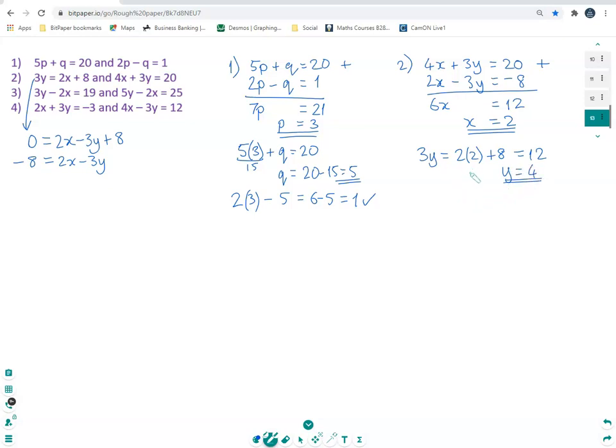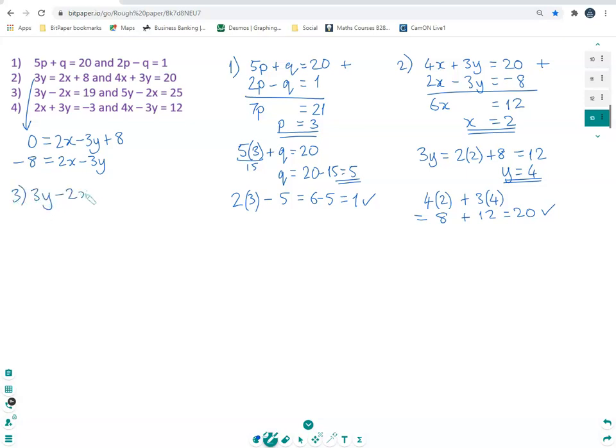Again, sub them back into the other equation to check. So that's 4x plus 3y, which is 4 lots of 2 plus 3 lots of 4, which gives us 8 plus 12, which is 20, which is what we were aiming for here. Number 3.